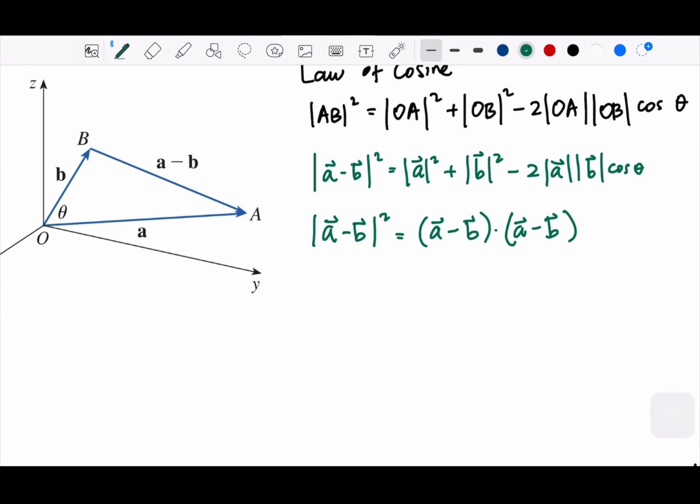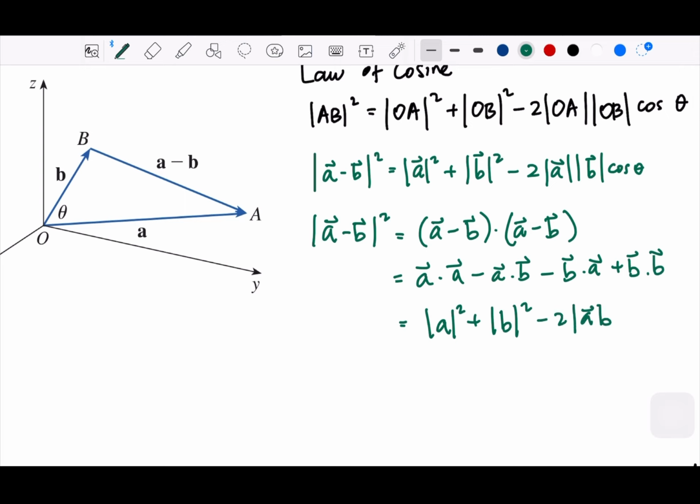Okay, and then we can multiply this dot product. So a dot a minus a dot b minus b dot a, and then minus becomes plus b dot b. So we can have a squared plus b squared minus 2ab, right?